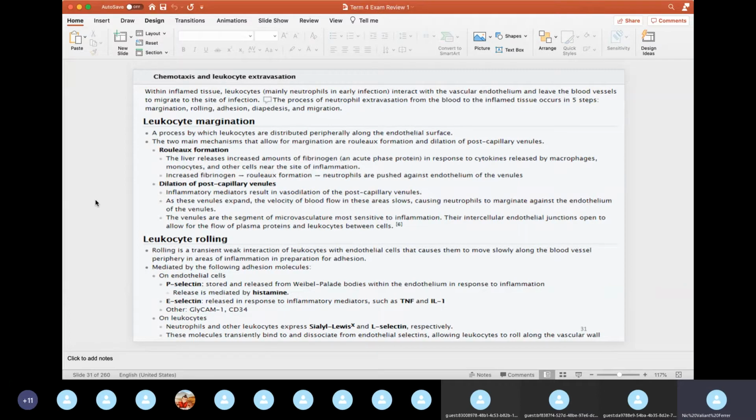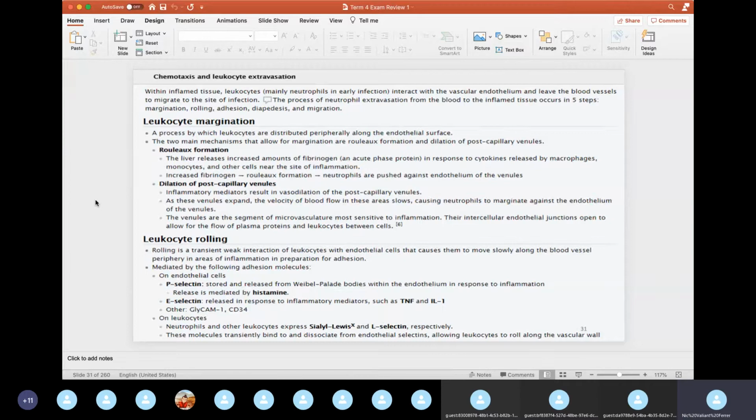Next, what happens? Diapedesis or transmigration, meaning the leukocyte travels between the cells and exits the blood vessel. So you have PECAM, okay? Your CD31, PECAM-1, okay? And then migration. The WBC travels through the interstitium to the site of injury or infection.